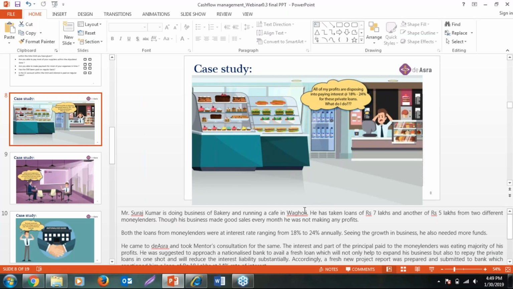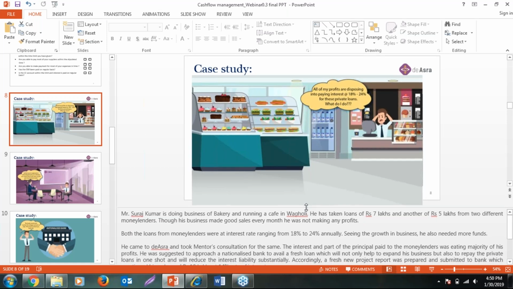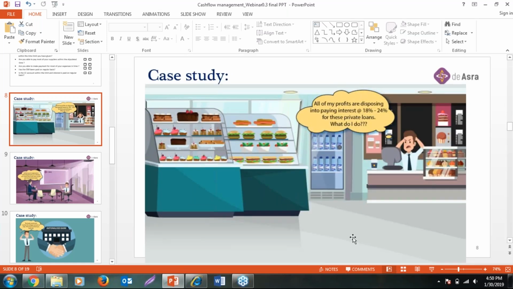He was suggested by our mentors to approach a nationalized bank to avail a fresh loan, which will not only expand his business, but also he'll be able to repay his private loan. And what will happen? This will reduce the interest liability substantially. Accordingly, a fresh new project report was prepared for him by our Udyog Mitras.